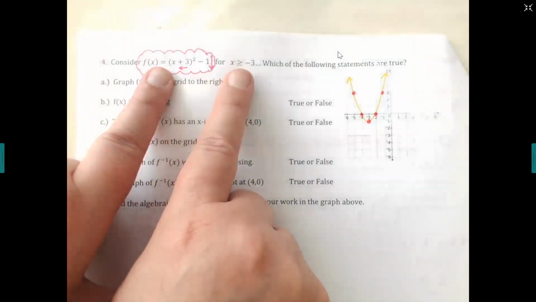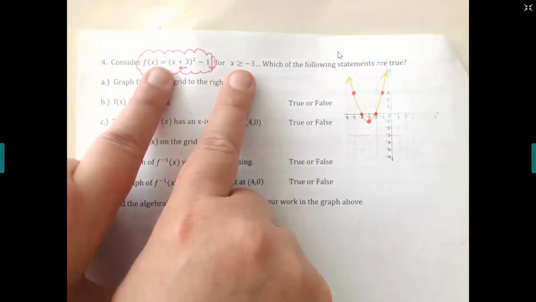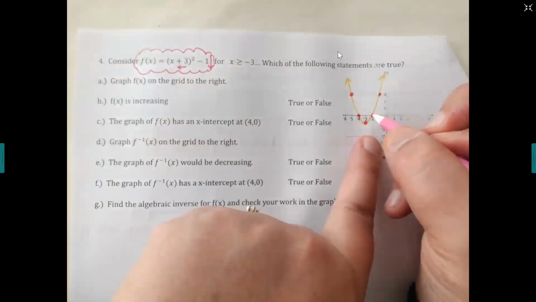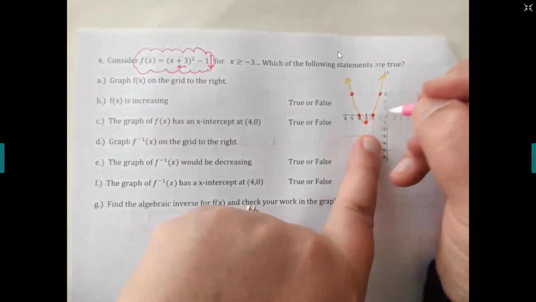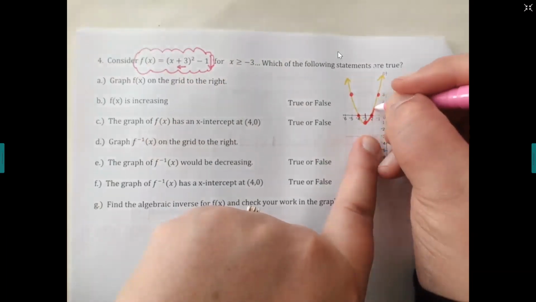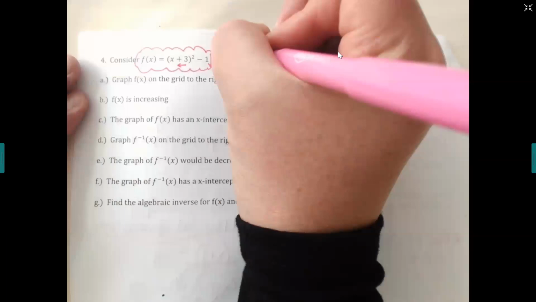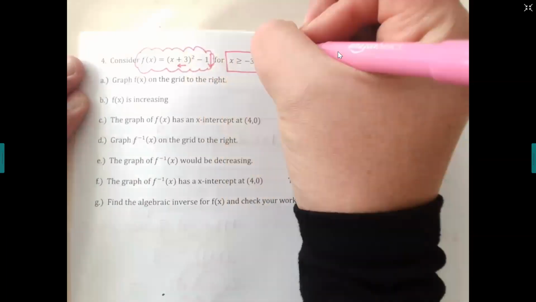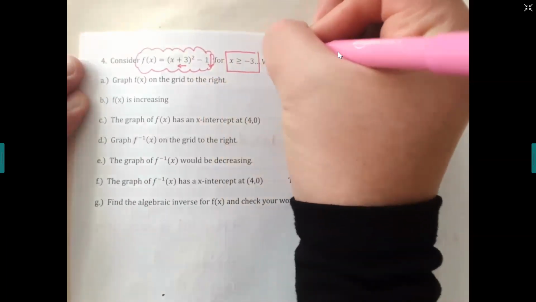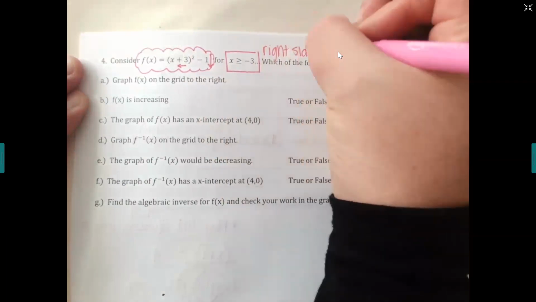Okay, for x is where? What does that say? To the right of what number? -3. So -3 is here. Then I'm only going to connect this dot through these points. And all of that left half of the parabola doesn't end up being included in my final graph. Okay, so I'm going to put right here. This means that I want the right side only.